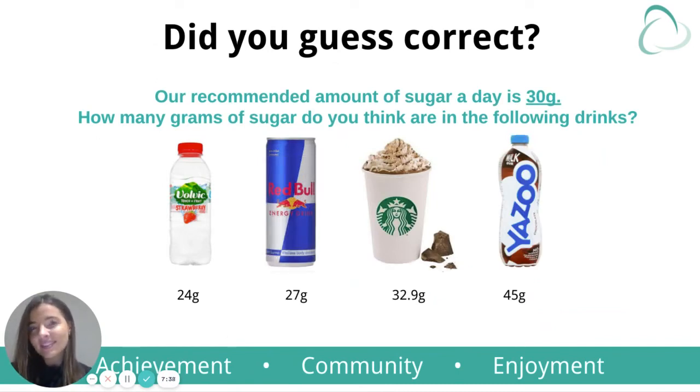So just to end on, did you guess them correct? It's quite shocking when you start to think about how much sugar is actually within our drinks. Although sometimes we can focus on the foods, actually some of our hidden sugars can be within our drinks. So even our flavoured water has 24 grams of sugar, right the way up to a chocolate milkshake at 45 grams. So hopefully that's given you something to think about.